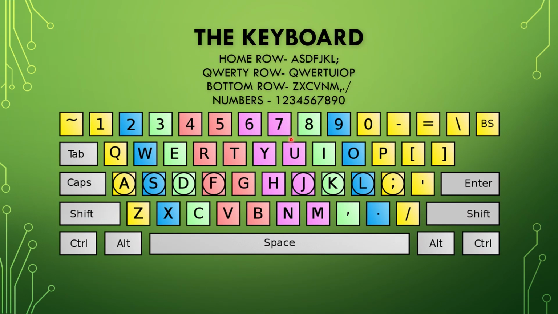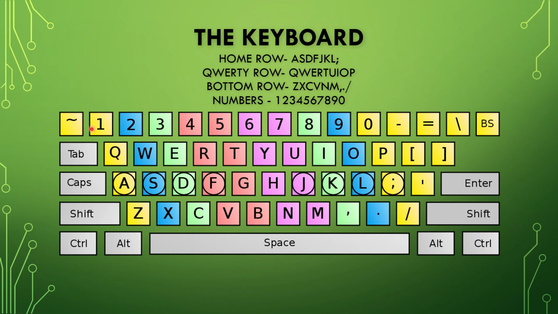Then we're going to look at the keyboard. Home row is in the middle of your keyboard, so that would be ASDF, JKL, comma, full stop. Then we move to the top row, QWERTY. It spells out QWERTY, as you can see, QWERT, and then UIOP. And then we look at the bottom row. That would be ZXCV, NM, comma, full stop, and a dash or a slash.